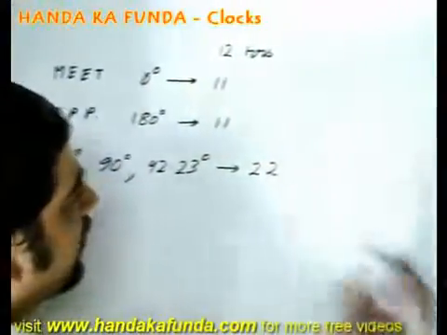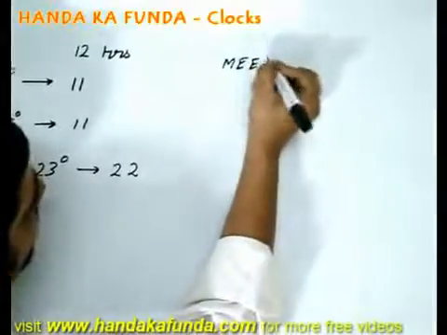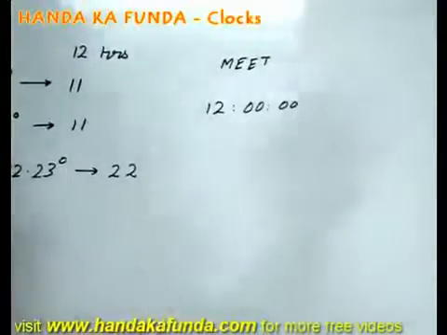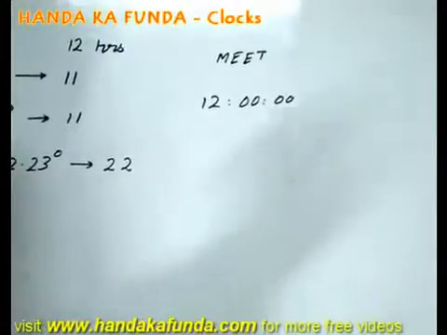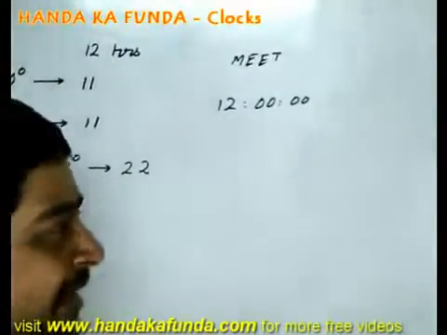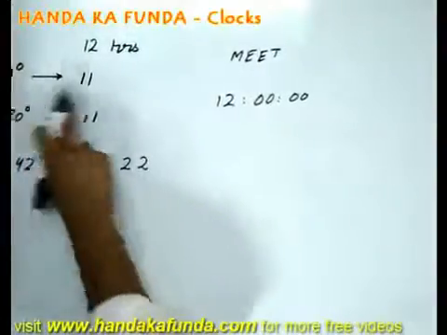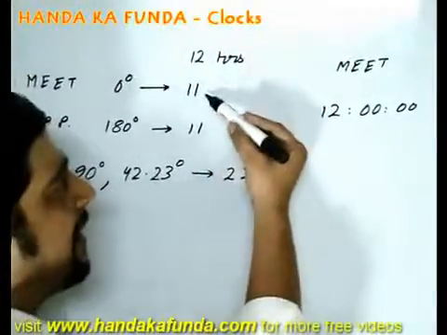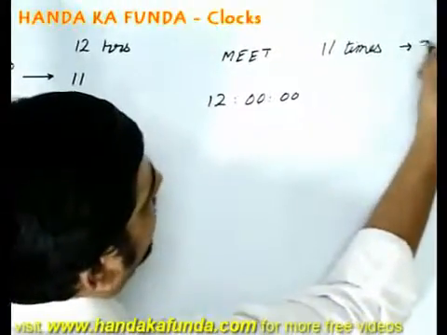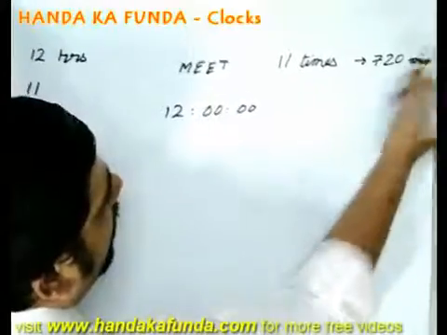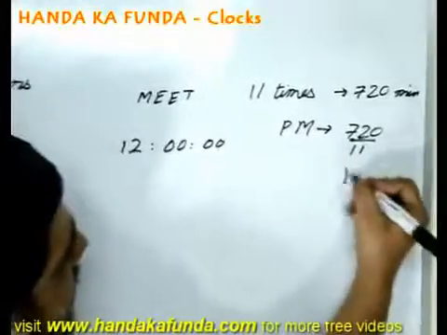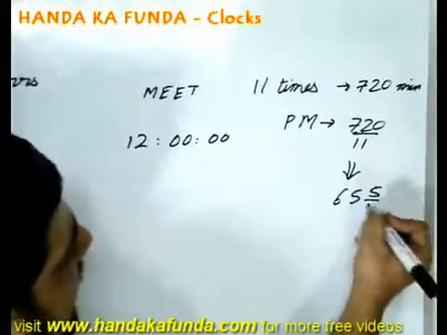Another point we can look at: we know that the meeting occurs exactly at 12 o'clock. When will the next meeting occur? I can say roughly around 1:05, because that is when the overtake between 1 and 2 will happen. But that is not exactly the case. For the exact time, you need to figure out how many times the meeting is happening. The meeting is happening 11 times in 720 minutes. So per meeting, how much time will it take? 720 by 11, which is 65 and 5 by 11 minutes.